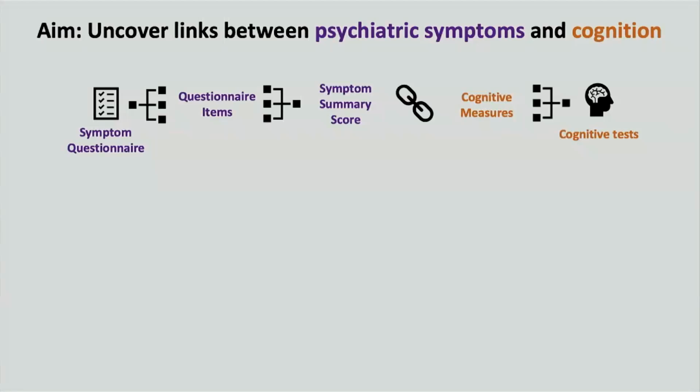The main aim over here is to uncover the links between mental health symptoms and cognition. So more specifically, we would like to find links between cognition as measured by various cognitive tests and the symptom severity, which is usually measured using different questionnaire items.